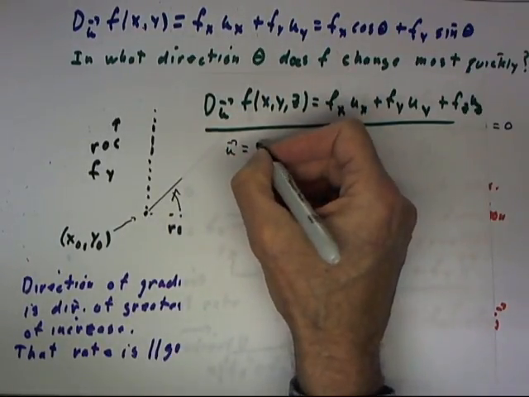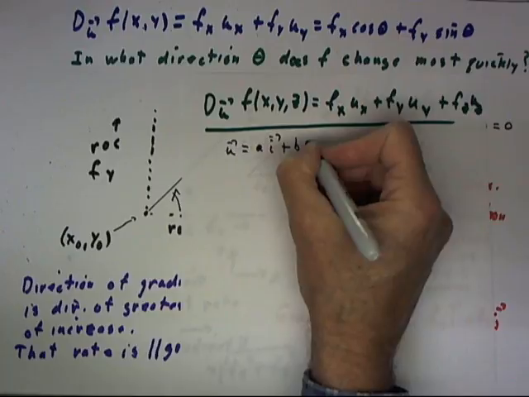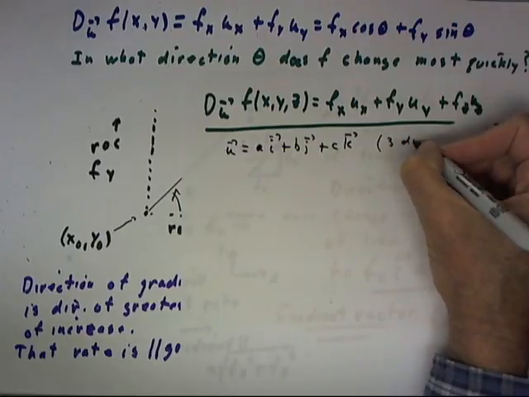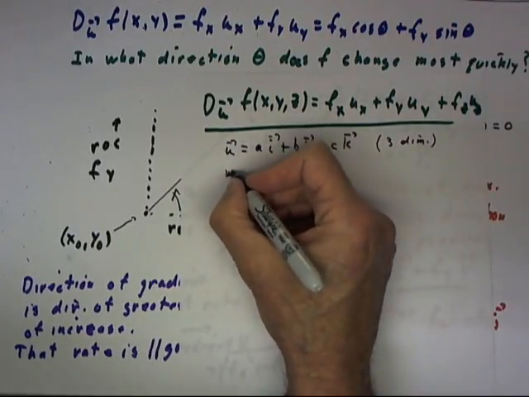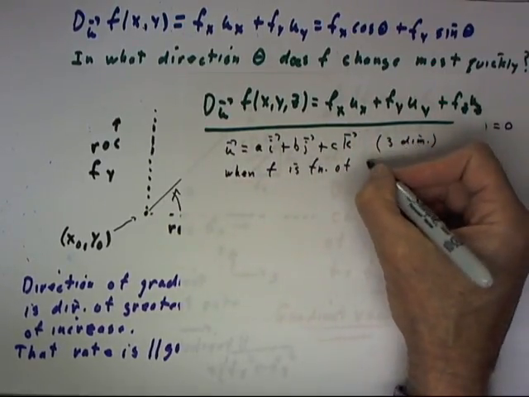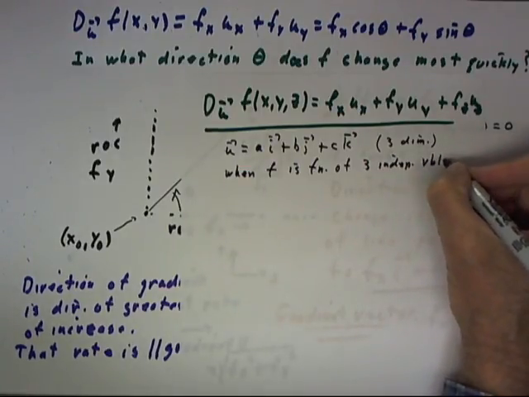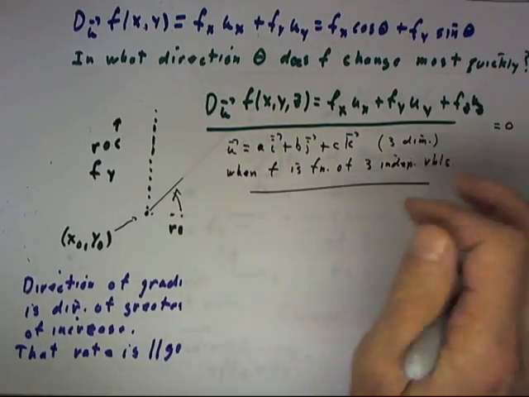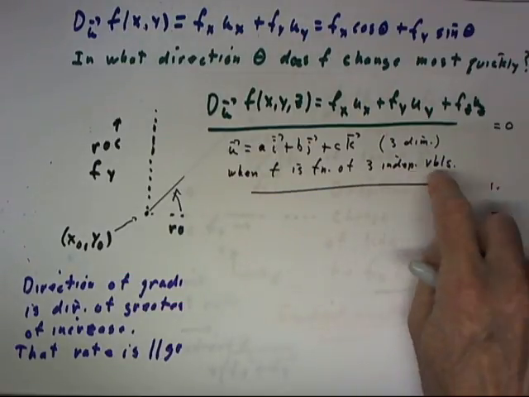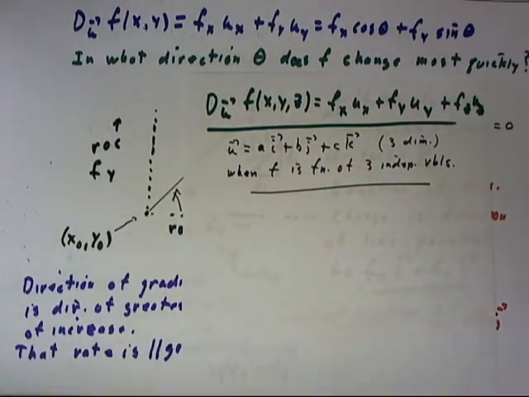So here u would be some vector which we might call ai plus bj plus ck. That's in 3 dimensions, when f is a function of 3 independent variables. Again, if f is a function of 3 independent variables, then all 3 of those variables are subject to change, and we need a vector in 3 dimensions to describe that change.